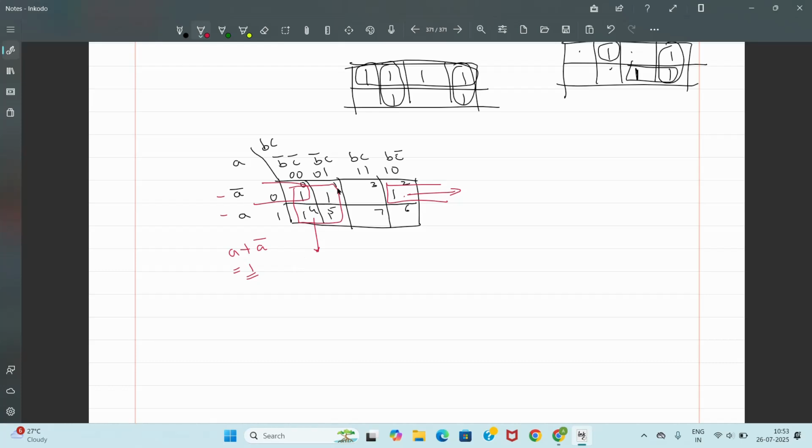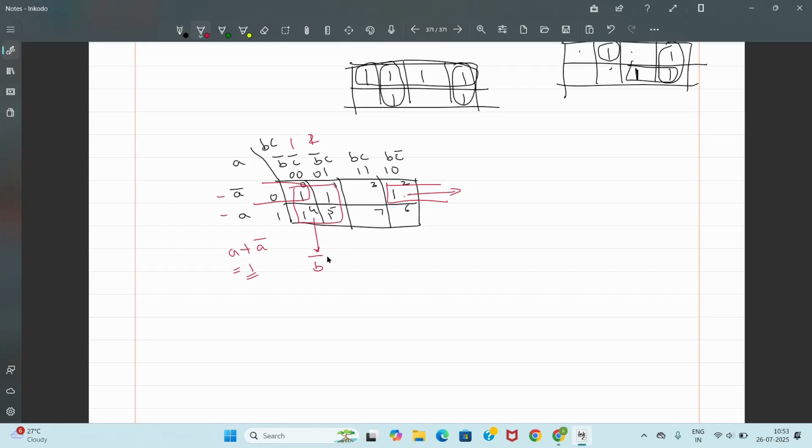Now look at the columns. This quad is covering columns 1 and 2. In these two columns, you have B bar C bar in one column and B bar C in another. Out of the two, which variable is constant? Only that variable will be written. Here B bar is common in both, so write only that variable. C bar changes to C in the next one, so that gets cancelled.